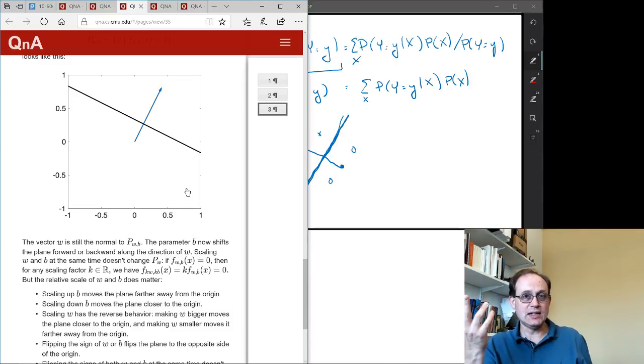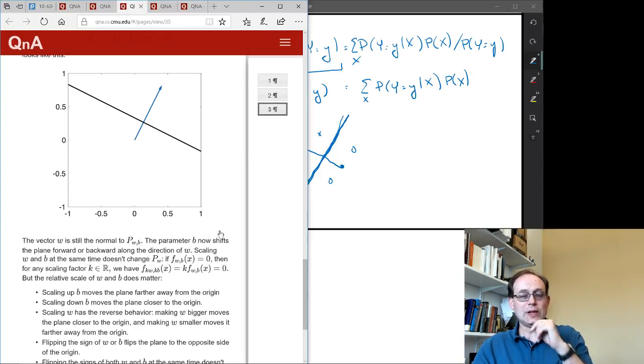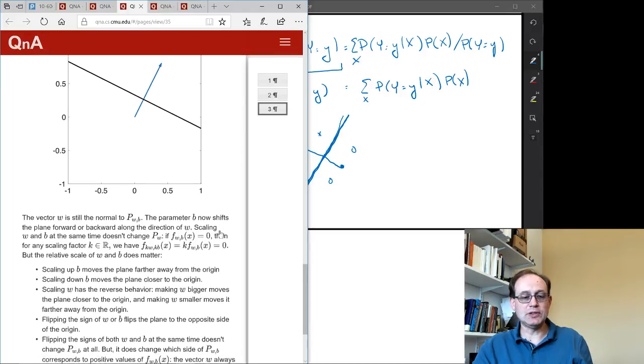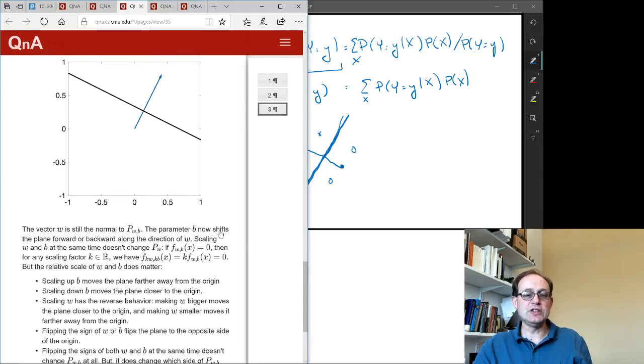But the relative scale doesn't matter to the decision surface, though it does matter, of course, to the steepness of our linear discriminant function. Even for the location of the decision boundary, the relative scale of w and b matters. If we scale up b, that moves the decision surface farther away from the origin, and if we scale down b, it moves closer to the origin. If we scale w, that has the reverse behavior. If we make w bigger, the plane gets closer to the origin, and if we make w smaller, the plane gets farther from the origin.